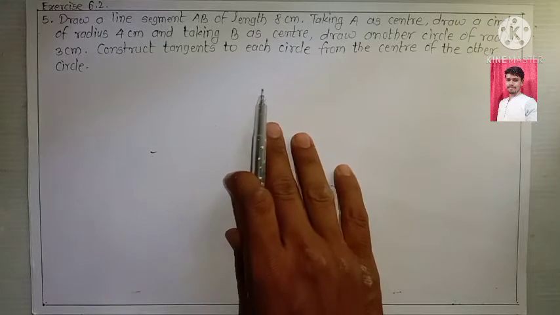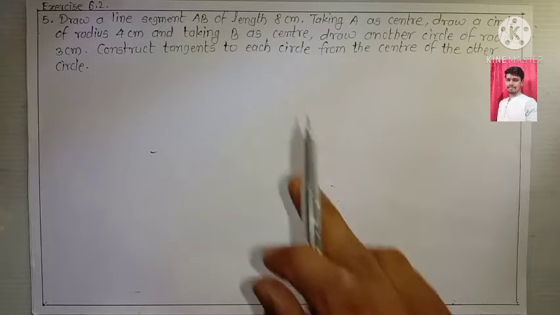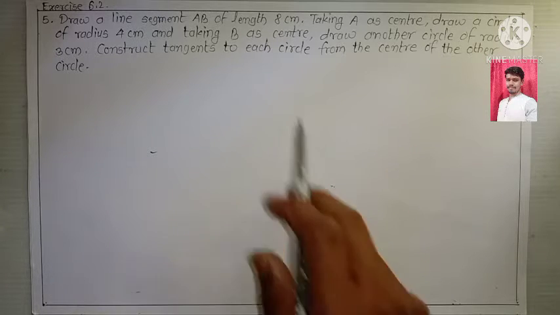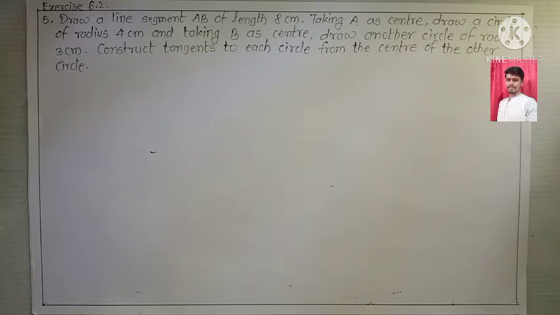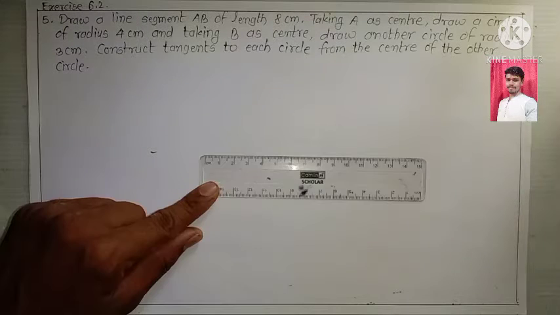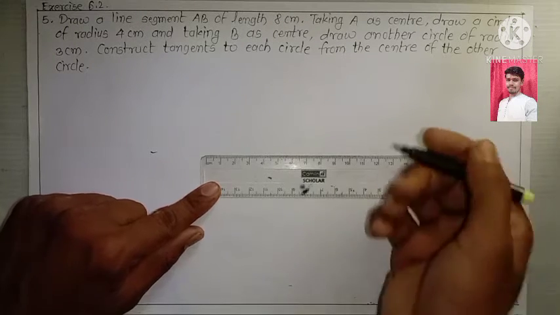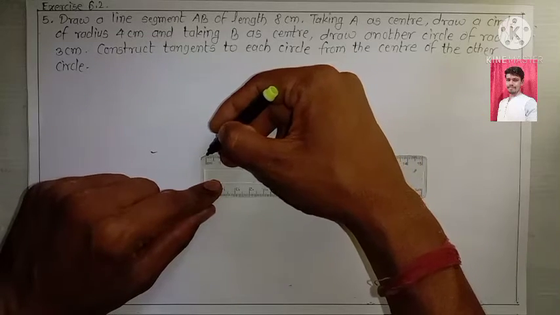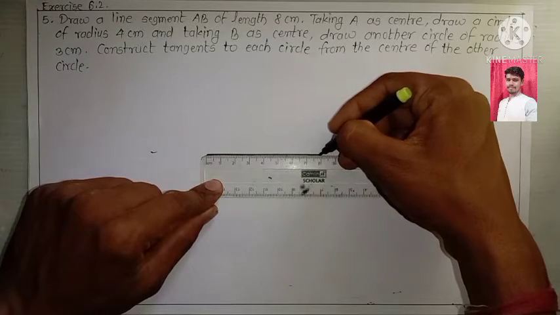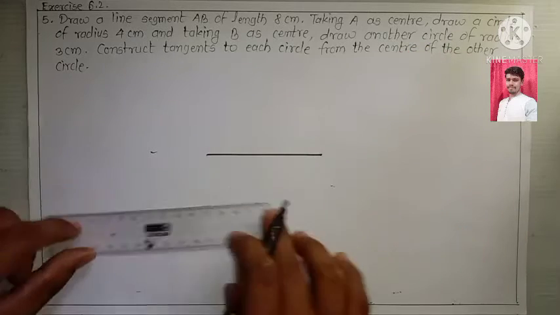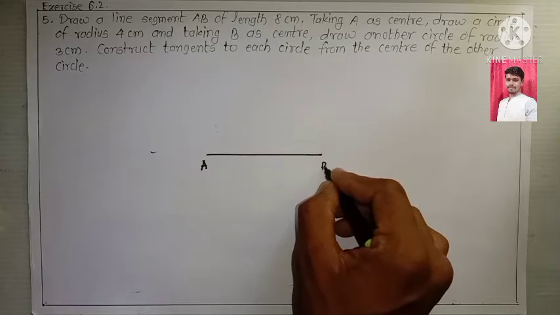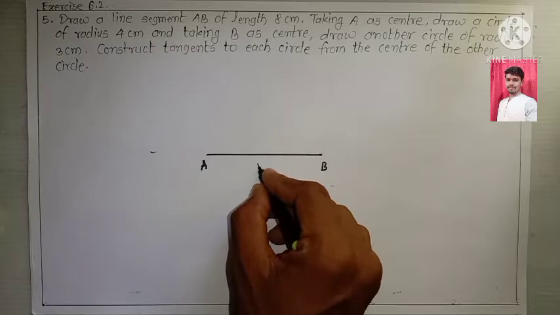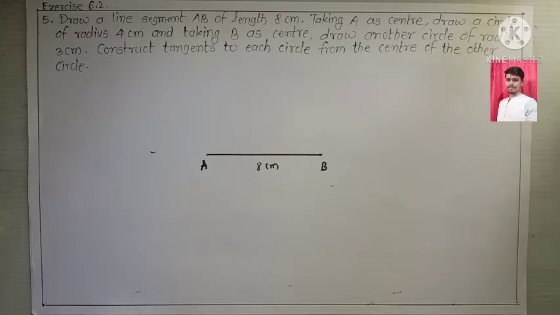So this question we are solving step by step. First step, draw one line segment AB which has a length of 8 cm. Now we are drawing this line segment AB of 8 cm distance. Now we name it A and B. This AB line segment is 8 cm, which we have drawn.